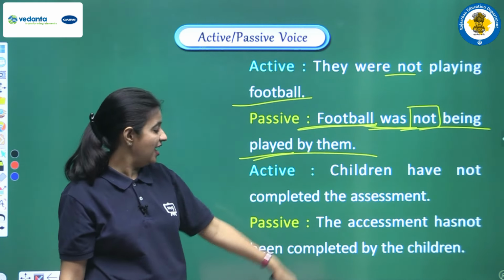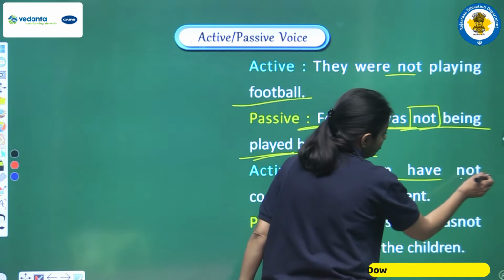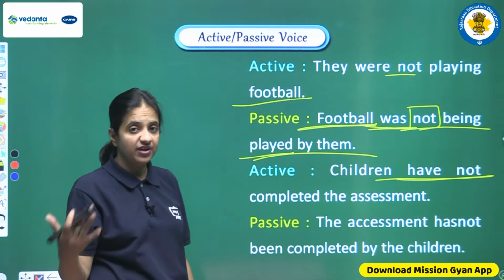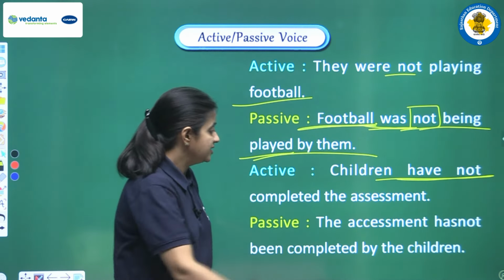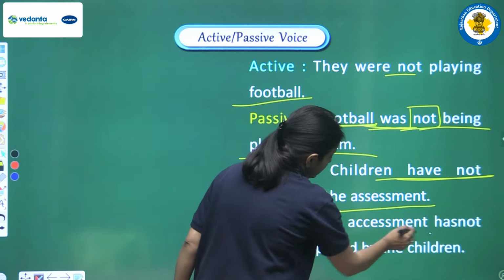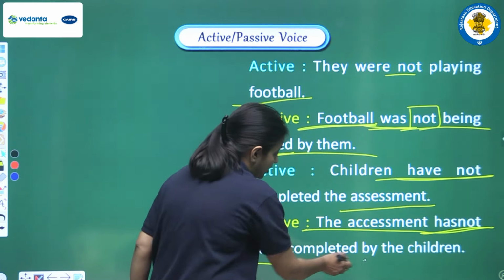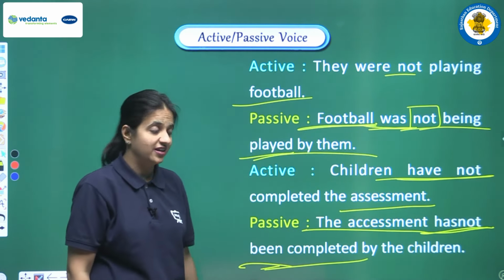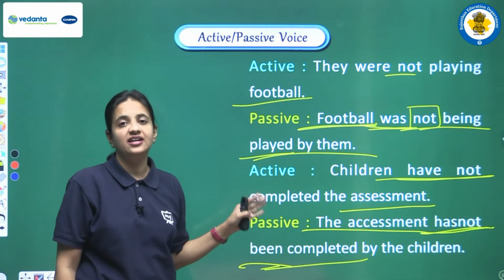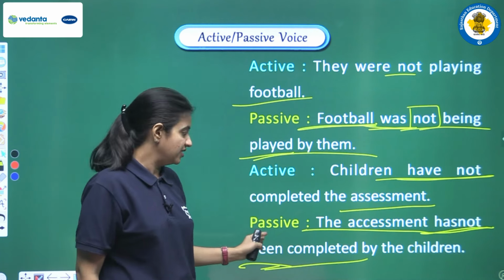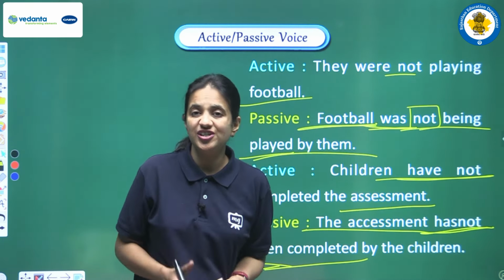Next, children have not completed the assessment. So again, have not, negative sentence, and this is present perfect tense. So we have to add been with has or have. Assessment, again it's a singular one. So for singulars we always write has. So has not been, third form and then by the children. So the sentence in active voice is children have not completed the assessment, and the passive voice is the assessment has not been completed by the children.